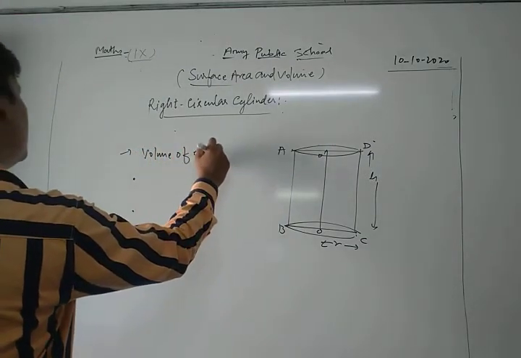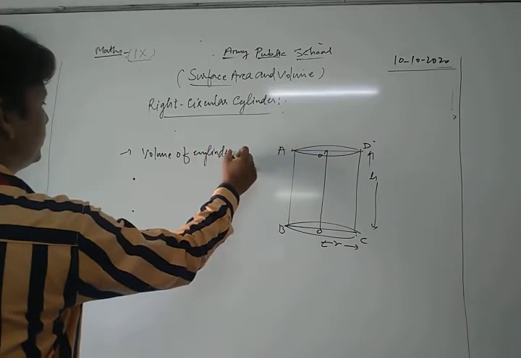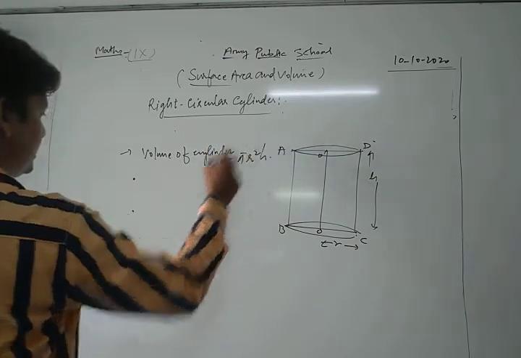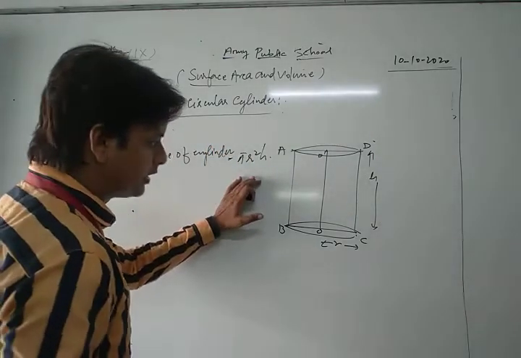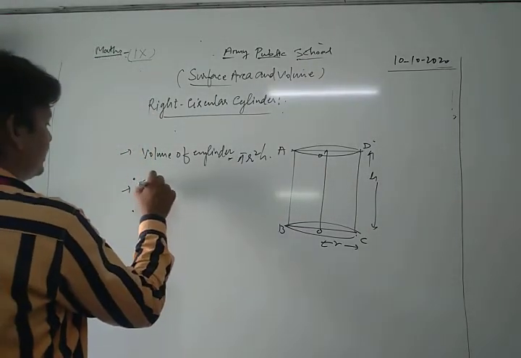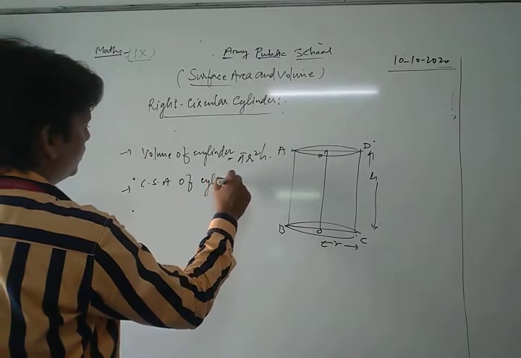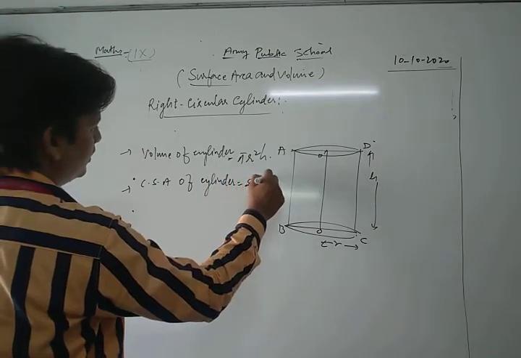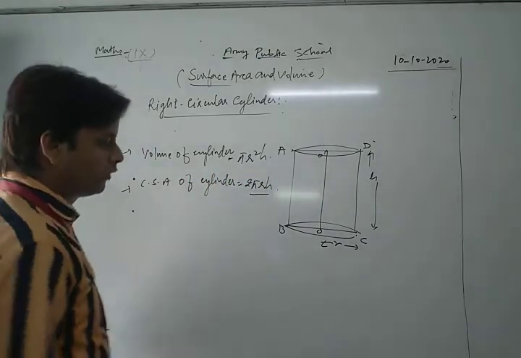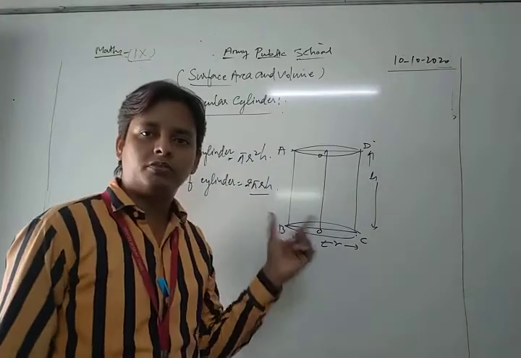Volume of the cylinder is what? Pi r square into h. This is the formula for the volume of the cylinder. Second one is curved surface area. Curved surface area of cylinder is what? 2 pi rh. This is the formula for the curved surface area of the cylinder.